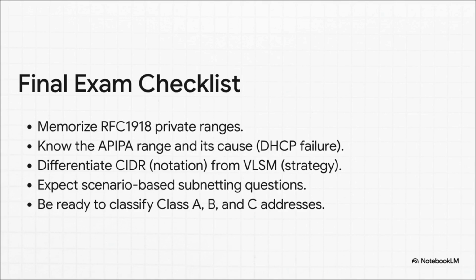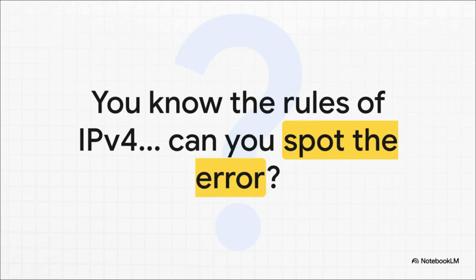3, really get the difference between CIDR notation and VLSM strategy. 4, be ready for scenario questions because they're going to ask you to actually apply this stuff. And 5, you should be able to look at any IP and instantly say if it's Class A, B, or C. Got it? So, after all of this, the real question isn't just, do you know the facts? It's, do you know the rules of the road? Are you ready to look at a live network configuration and have the confidence to spot that one IP address that's out of place, the one that's causing all the problems?